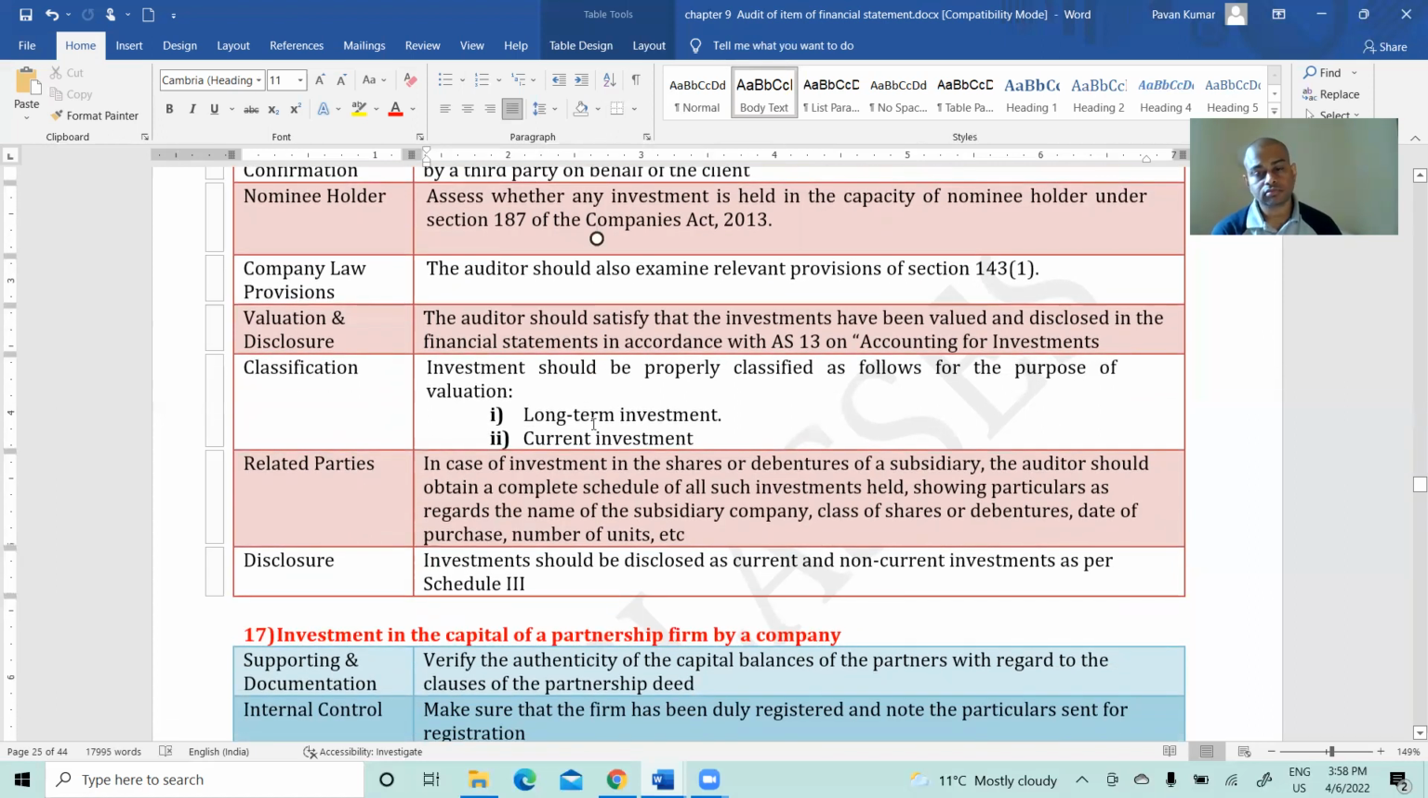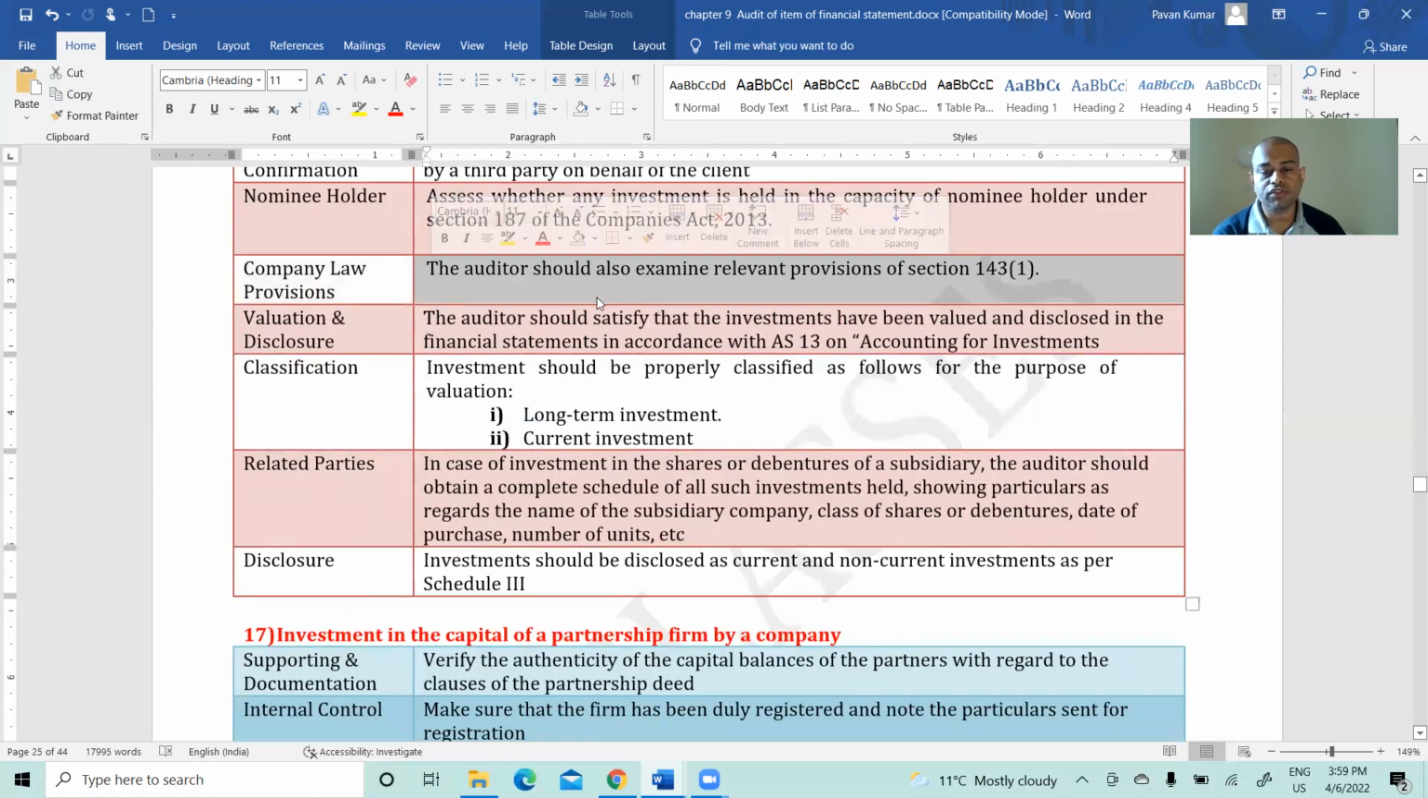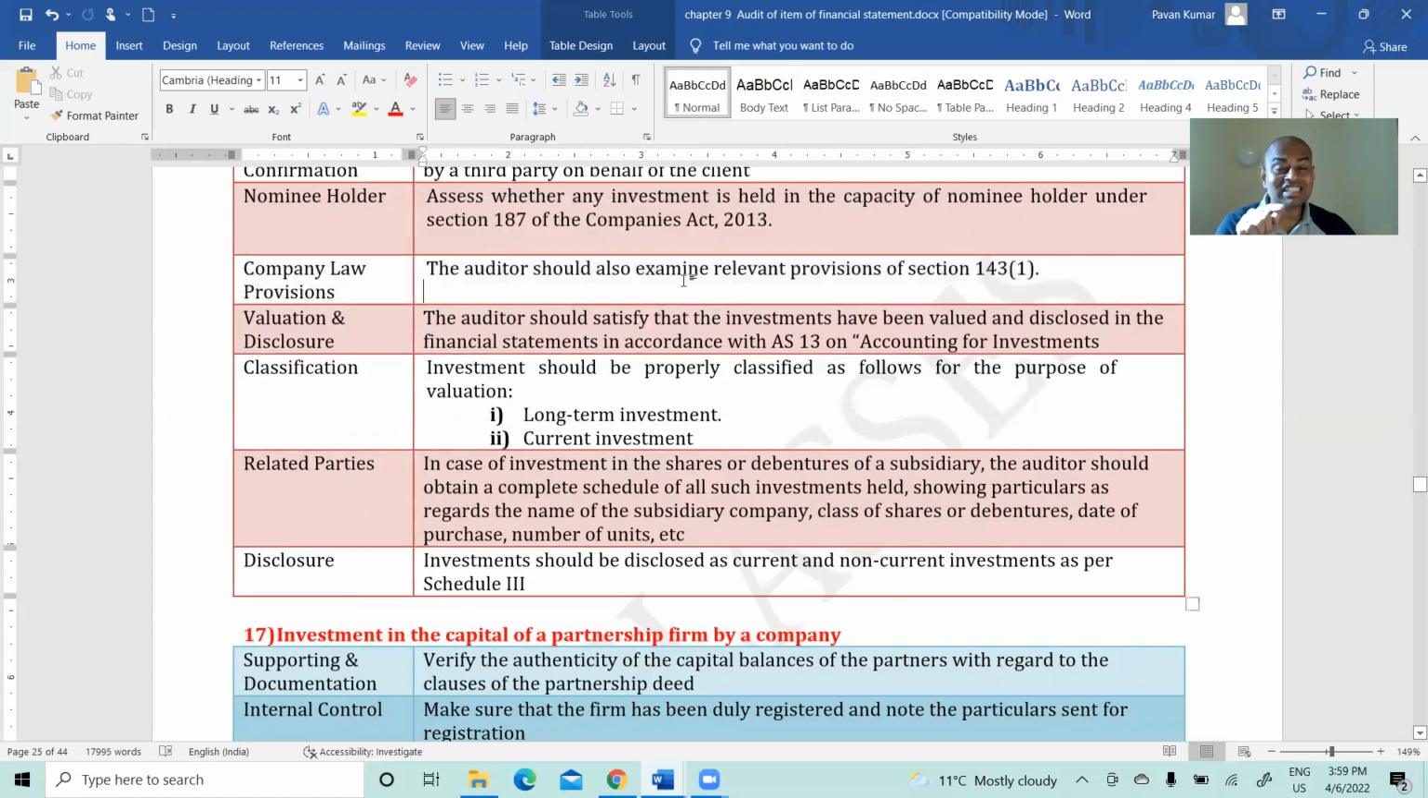Next. Company law provisions. The auditor should also examine relevant provisions of Section 143, subsection 1. Hello, what is this? Any idea, guys? Anyone? What is this 143(1)? 6 matters to be inquired upon by the auditor, and on receiving any adverse or negative comment or unsatisfactory answer on inquiry, the auditor has to report.